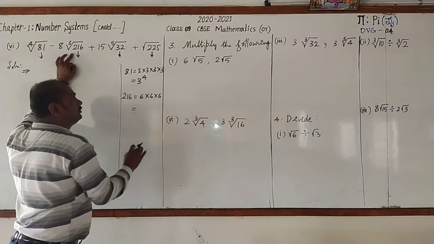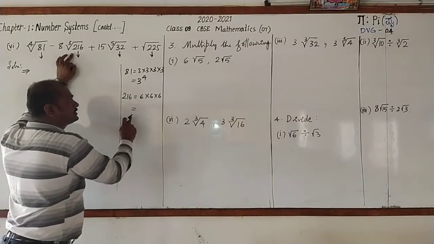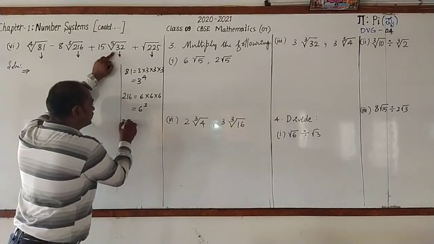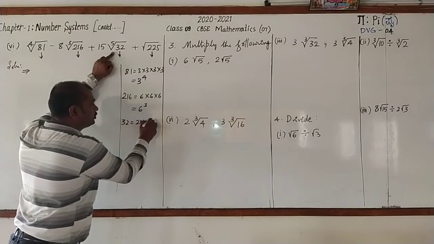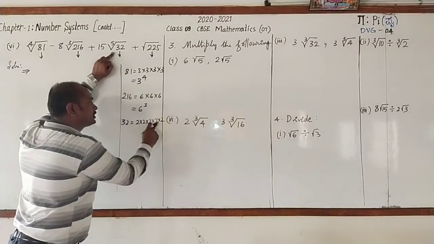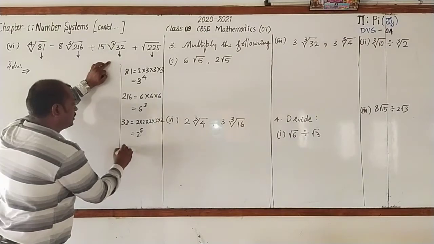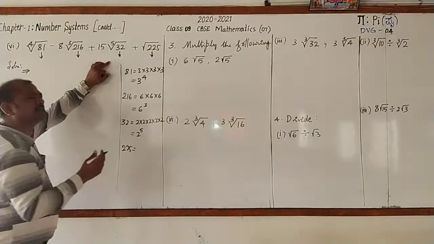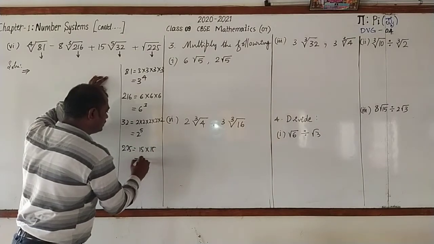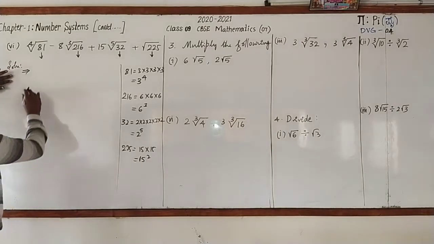And also we find it easier. 6 6s are 36, 36 6s are 216. Now it is 6 cube. What about 32? Observe, 2 into 2 into 2 into 2 into 2. 2 2s are 4, 4 2s are 8, 8 2s are 16, 16 2s are 32. It can be written as 2 raised to the power 5. What about 225? We know that it is a perfect square. It is 15 into 15, 15 square. Clear? Now I am going to write it.